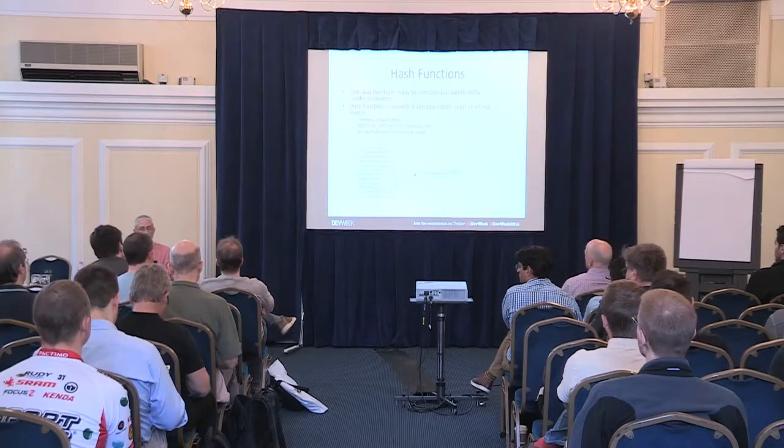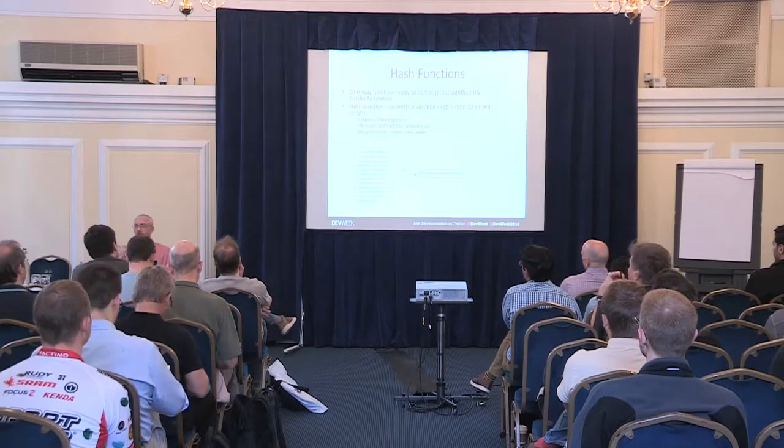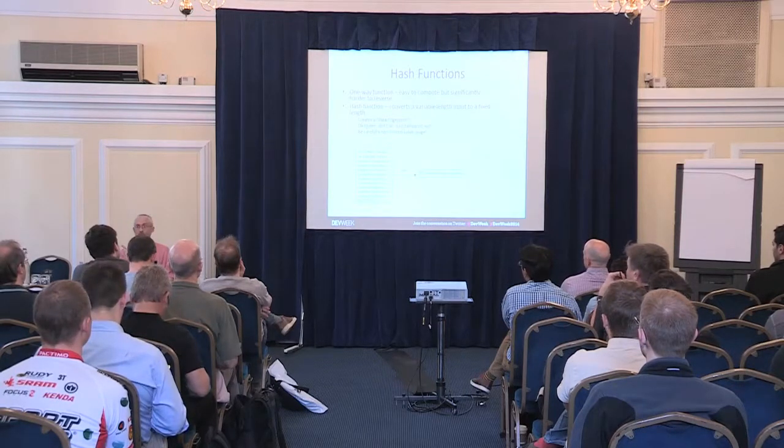Okay, so we're going to start out with hashing and how hash functions work. A hash function is a one-way function, so it's easy to compute in one direction, and I put significantly harder because I hate the word impossible when it comes to computers. So really difficult to go in reverse. Okay? So the idea is it's something that's fast.